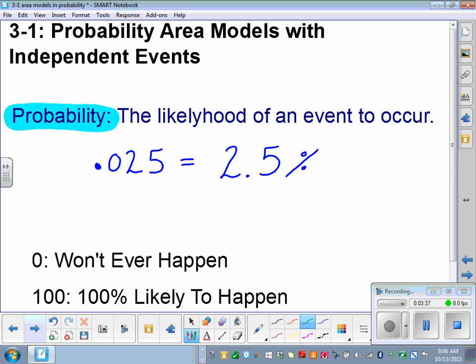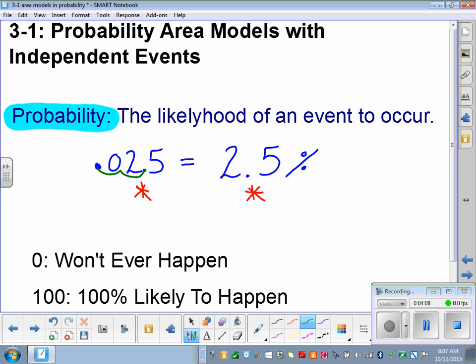Now we see probability in two different ways. We'll see it as a decimal, and then we know that that decimal can be converted into a percent. So we'll see probability both in decimal form and percent form. So this is the decimal, and then this is the percent of that same decimal. Now notice, if you don't know how to change from decimal to percent, you'll take your decimal and move it 2 decimal places. So does everybody see how this is 2.5%?